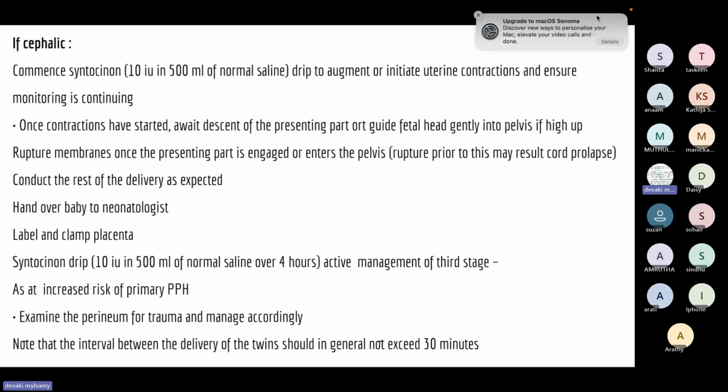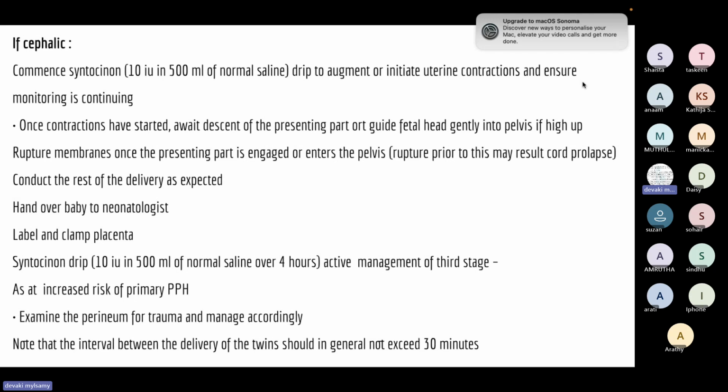If cephalic, it is easy. If abnormal, that is breech or transverse lie, then the action will be different. If it is cephalic, you can wait for some time and allow the head to slide down. Meanwhile, commence syntocinon. Along with that, continuous fetal heart rate monitoring is very important.